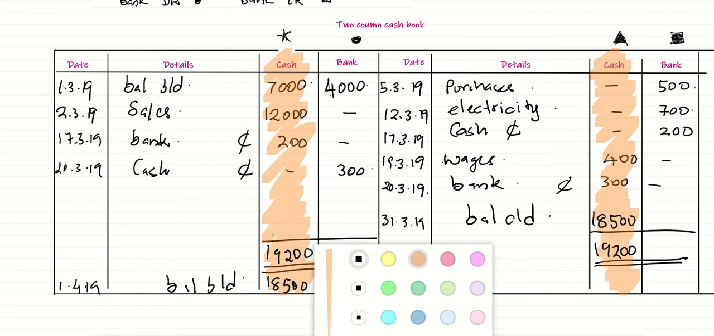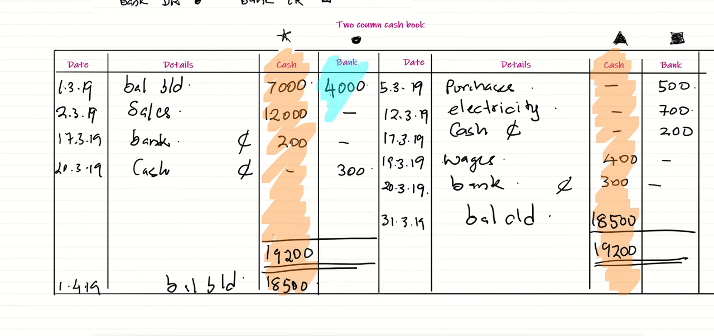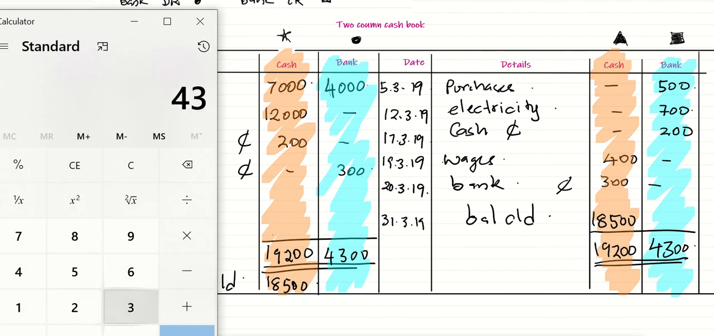Now let's balance the bank columns. Bank debit side along with the bank credit side. Which side is greater? Debit side is greater, 4,300. Therefore, let's take 4,300, take away 500, take away 700, take away 200, which should give 2,900.